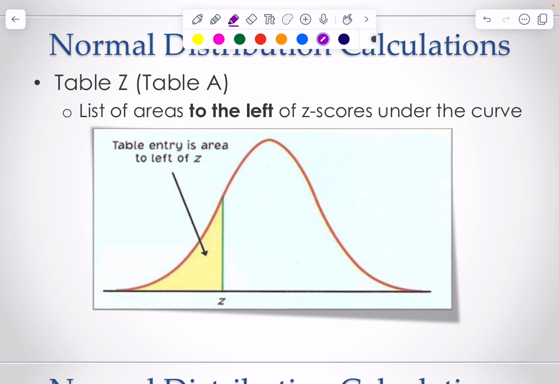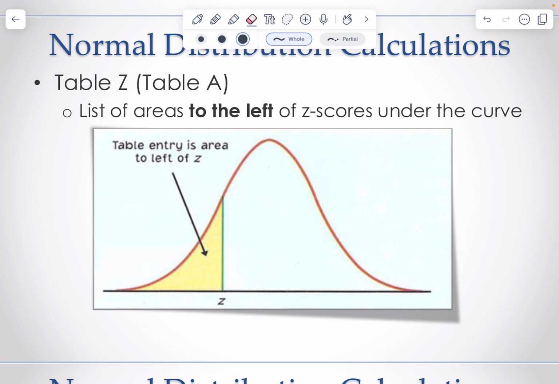So table A, or table Z as it's sometimes referred to, is a table you're going to get in class. You'll have access to it every time in class. You have access to it on Google Classroom. But what it does is it tells us those areas. So they've calculated the areas that we're interested in. Those give us the percentages, the proportion of values that fall within a given range.